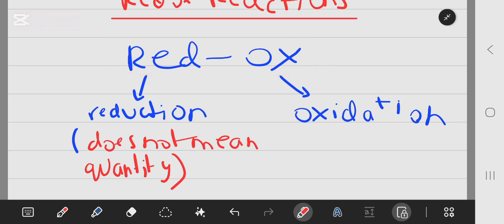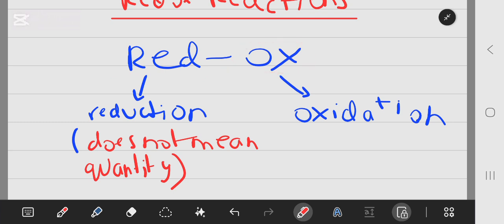So why have we called them a redox reaction? Because they are both processes, and we can fuse them as one terminology because they always happen together at the same time. A redox reaction is a reaction in which reduction and oxidation take place simultaneously. In the reaction, at one instant there will be a reduction going on, and at the same time there is going to be oxidation going on.